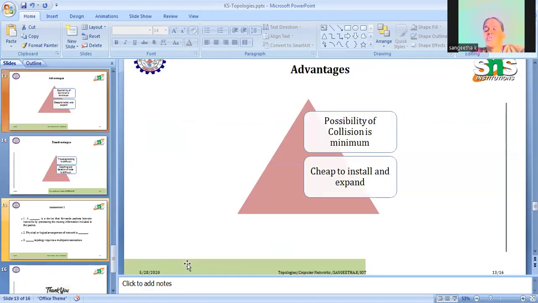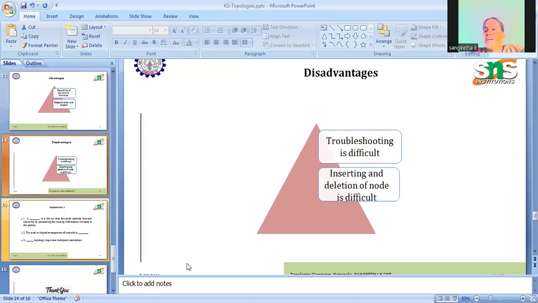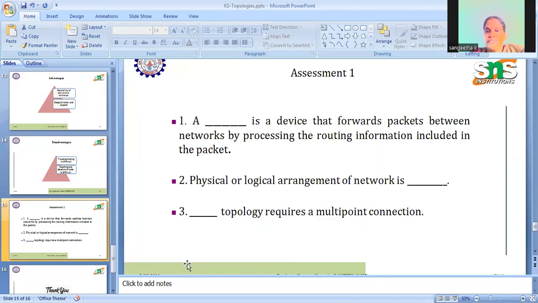When compared to the previous ones, the advantages are that collision is minimum and it is also very cheap to install. The disadvantage is that insertion and deletion of a node is difficult, and troubleshooting network failures is also very difficult here.